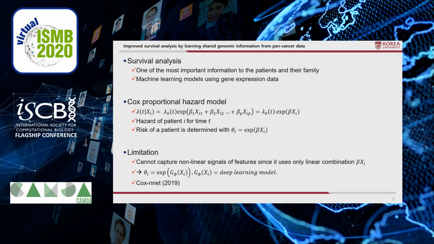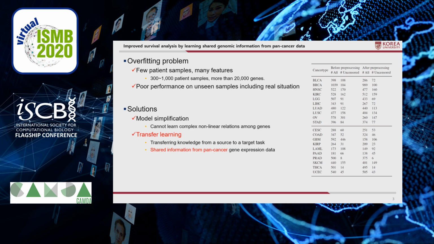But the linear combination of gene expression is too simple a calculation to capture complex signals of genes. So in the last year, there was a new survival model that used deep learning techniques to aggregate the patient gene expression values. However, when applying complex models like deep learning, there's always an overfitting problem. We all know that the number of genes is more than 20,000, but the number of cancer patient samples is not that many.